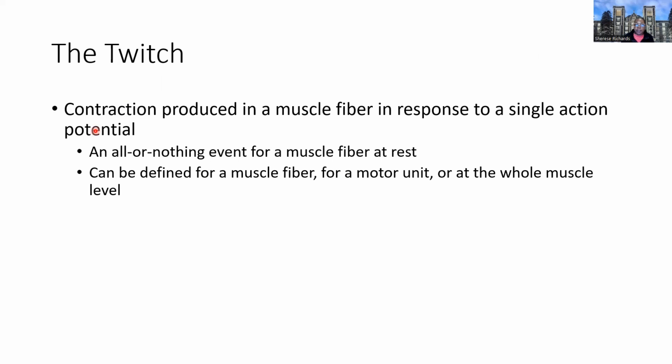Even on a neuron. Now, this can be in response to a single muscle fiber receiving an action potential, an entire motor unit, which is multiple fibers receiving an action potential, or an entire muscle belly, right? For example, the entire biceps receiving an action potential. So we can think about the twitch for a motor unit, for a muscle fiber, or for the entire muscle itself.